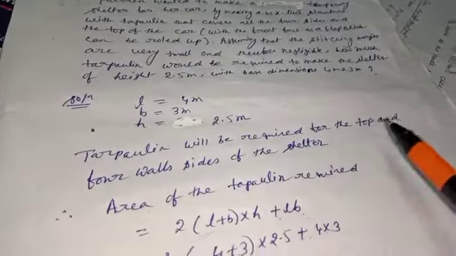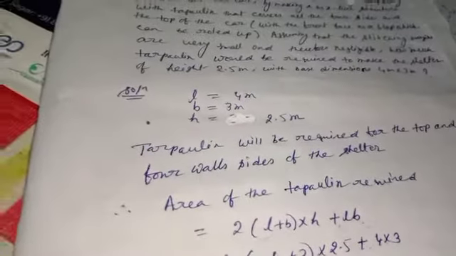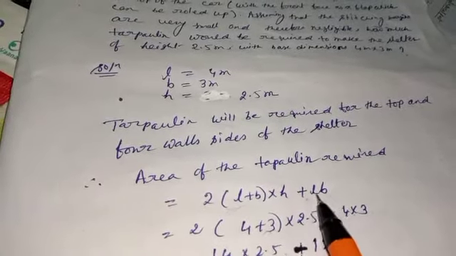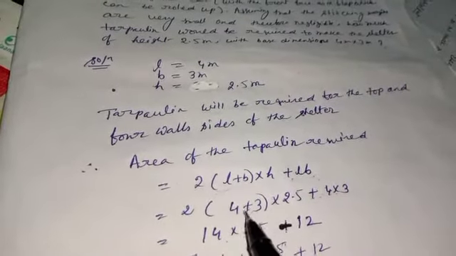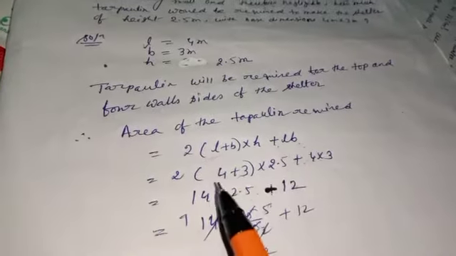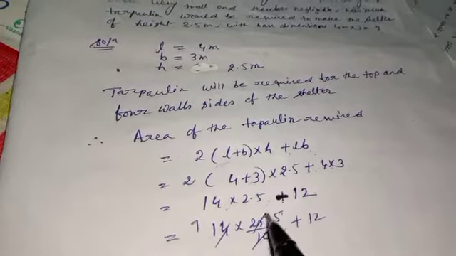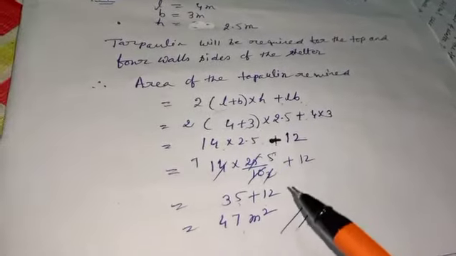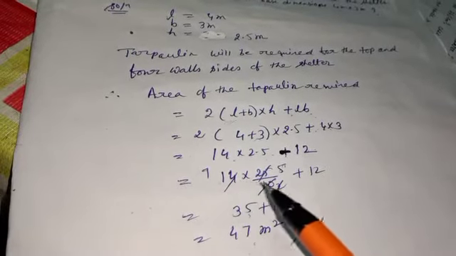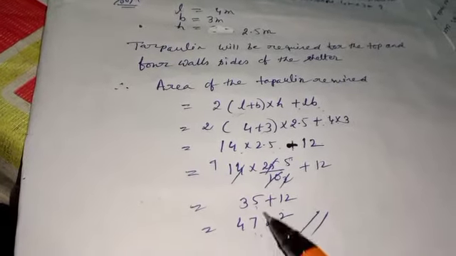Tarpaulin will be required for the top and 4 walls sides of the shelter. So area of the tarpaulin required means what do you need? Area of 4 walls plus area of top, means area of 4 walls is what? 2(L plus B) into H plus area of top, length into breadth, it is rectangular. So L is 4, B is 3, then height is 2.5, means put the values, then calculate it. 4 plus 3 is 7, 7 2s are 14, 14 into 2.5 plus 12. If you convert 2.5 into fraction, you will get 25 by 10. Then 5 5s are 25, 5 2s are 10, 2 7s are 14, 7 5s are 35 plus 12. 35 plus 12 is 47 meter square, and this is the final result.